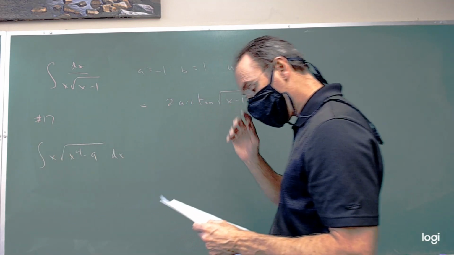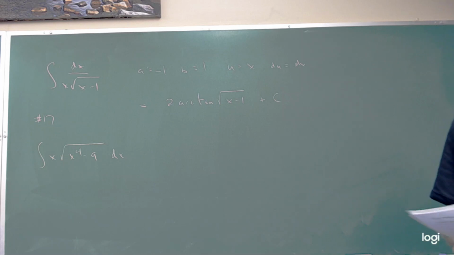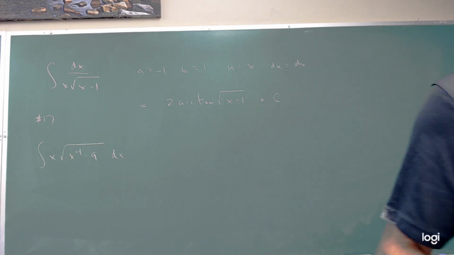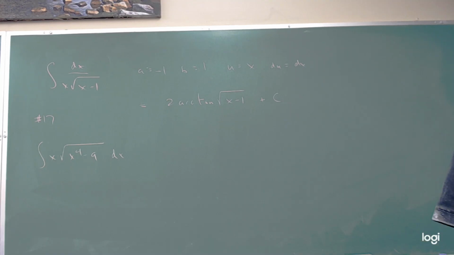So remember, first, you're going to have to try to figure out which one it is. And keep in mind, if you make a u substitution, there has to be a place for du in that integral. So you have to account for that.